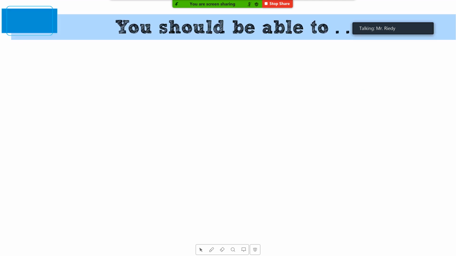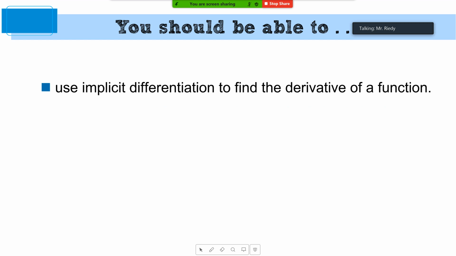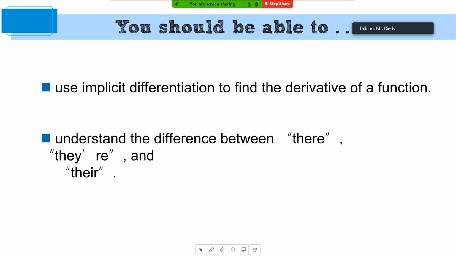Okay. So you should be able to use that implicit differentiation, and you should know the difference between there, and there. It doesn't have the same impact second time around. Okay. So and we just lost somebody. This is great. Welcome to Monday, but it's Tuesday.